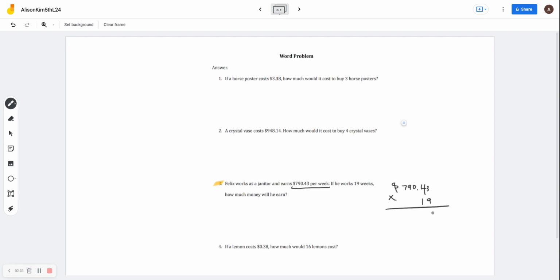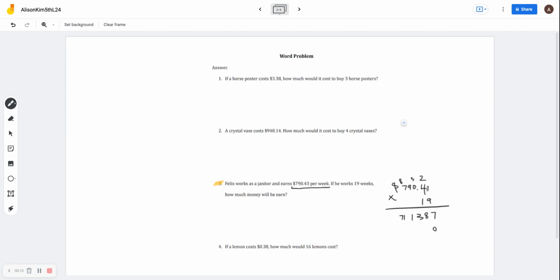So 9 times 3 is 27, so bring down 7, bring up the 2. 4 times 9 is 36. 36 plus 2 is 38. Bring down the 8, bring up the 3. 9 times 0 is 0. 0 plus 3 is 3. 9 times 9 is 81. Bring down the 1, bring up the 8. 9 times 7 is 63. 63 plus 8 is 71. Oops, sorry. And then we're going to put a placeholder of 0, right? Since you have 2 numbers here.